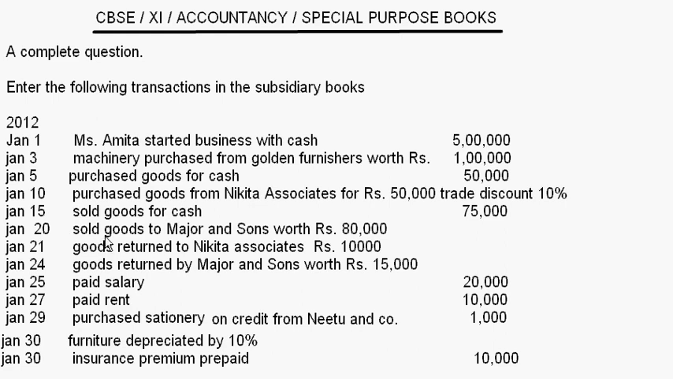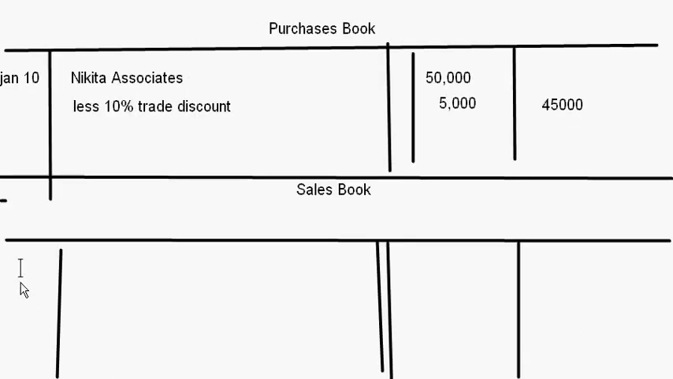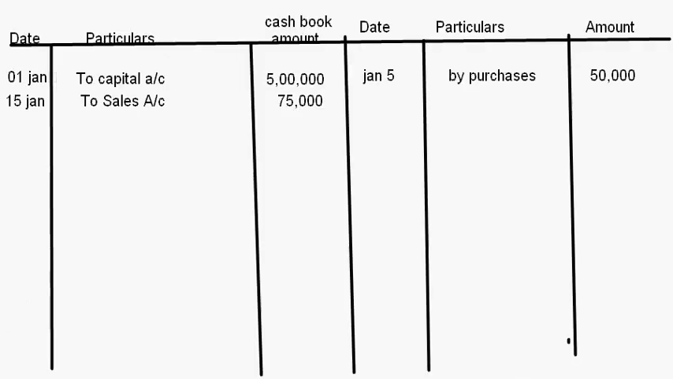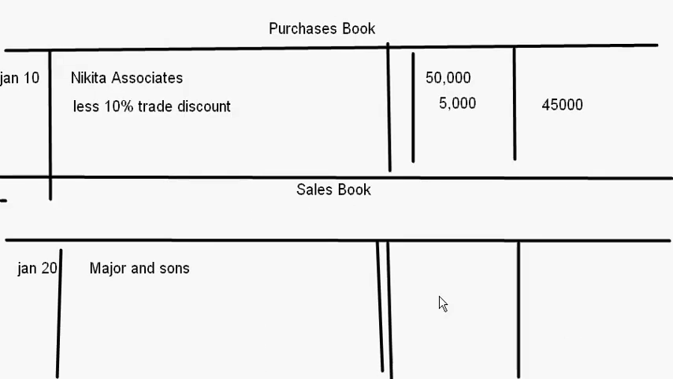Now the next one is the credit sales. Sold goods to Major and Sons worth rupees 80,000. So now this will go into the sales book. Here I'll write the amount is 80,000. There's no trade discount, nothing is mentioned here. So just put the amount as it is, right? So this is 80,000 like this. If there had been any trade discount, it would have been deducted as we have done it in the purchases book, right?